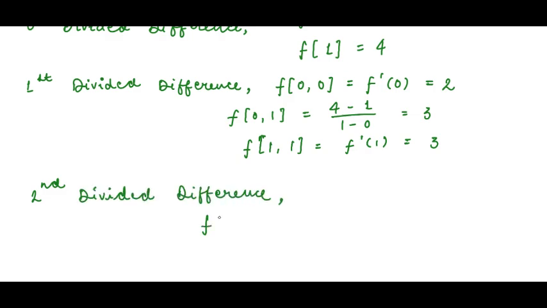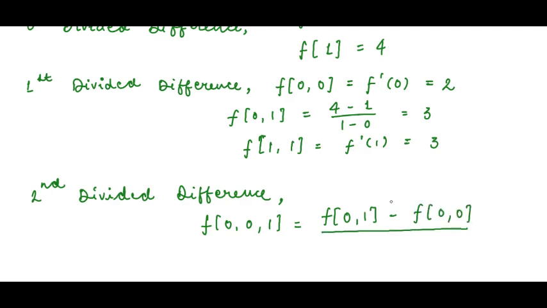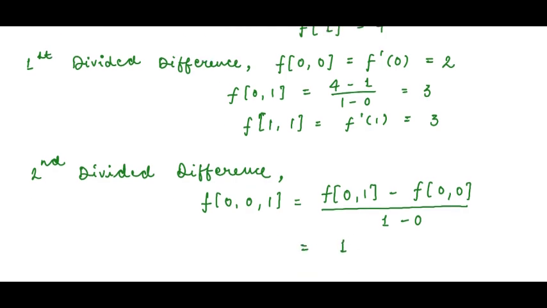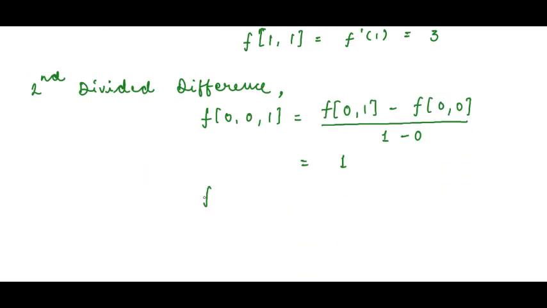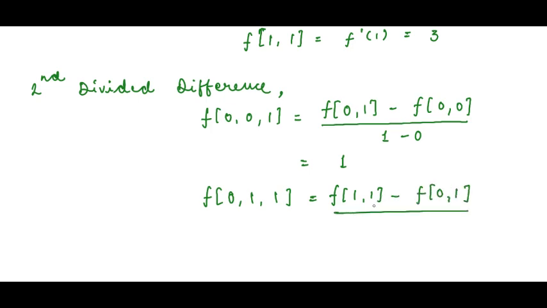Now comes the second divided difference. So we have the function value at 0, 0, 1 as the function value at 0, 1 minus function at 0, 0 divided by 1 minus 0, and that gives 1. Next is the function at 0, 1, 1, which becomes the function value at 1, 1 minus the function value at 0, 1, divided by 1, which becomes 0.